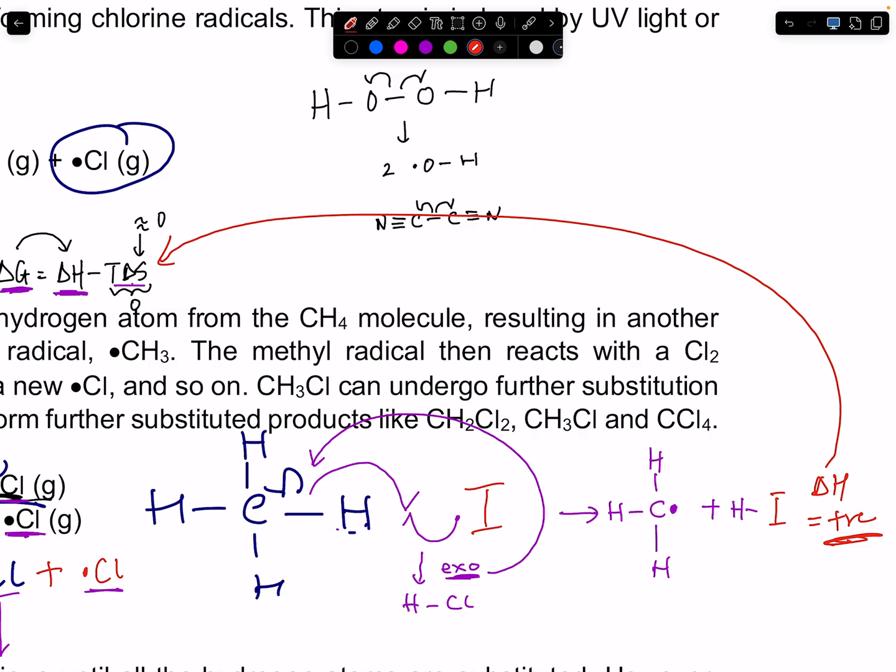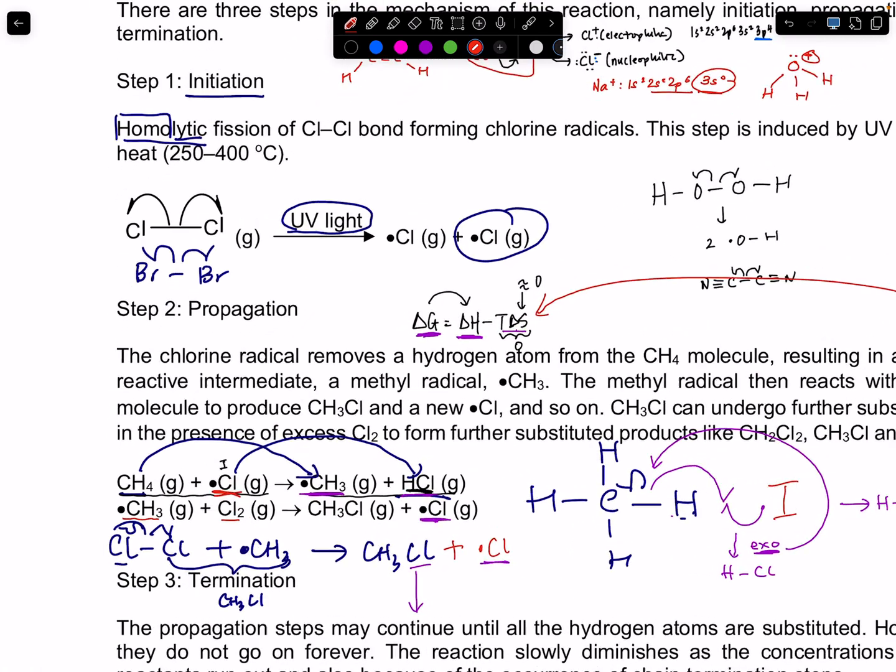Wait, why is T delta S almost 0? Because delta S is 0? Why? Because there's the same number of reactants and products.